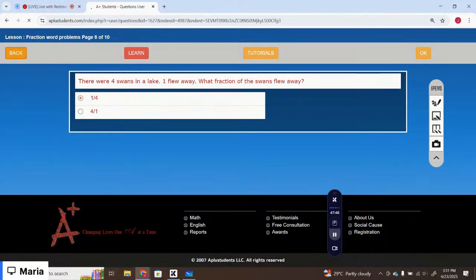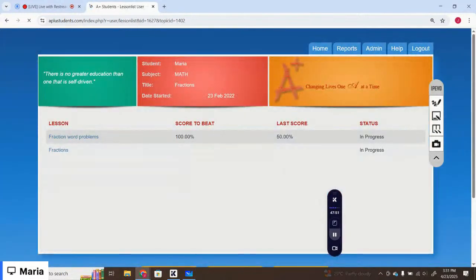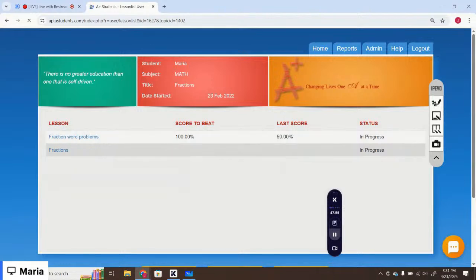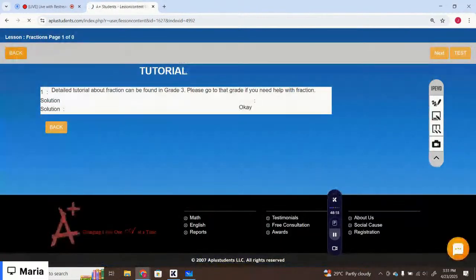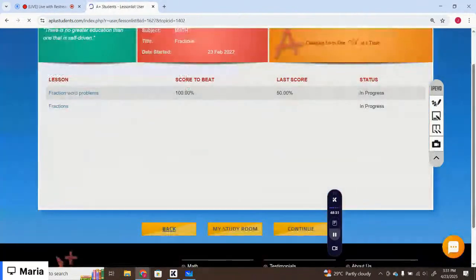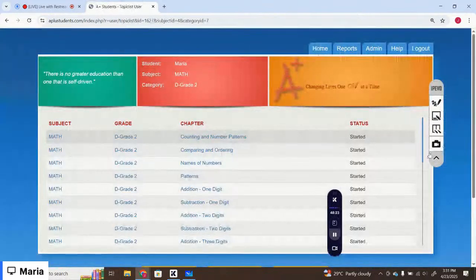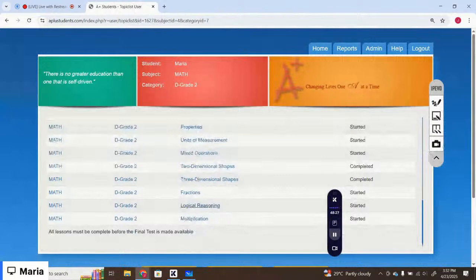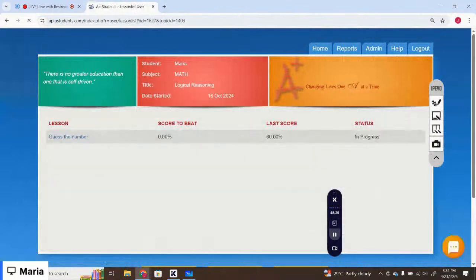Okay, you can complete the lesson by yourself later today. We move on to the next lesson. That is fractions. Okay, we have to complete the lesson we are in. Let's see which is the next chapter. We are done with two-dimensional figures, three-dimensional figures, and the last one is logical reasoning. Guess the number.